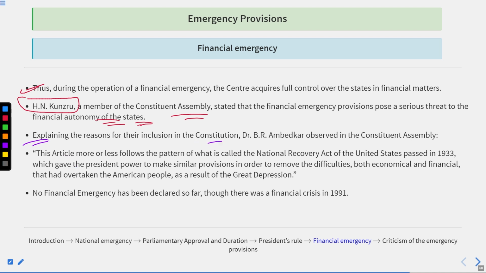Explaining the reason for their inclusion in the Constitution, Dr. B.R. Ambedkar, who was also the drafter of the Constitution, said that this article more or less follows the pattern of what is called the National Recovery Act of the United States, passed in 1933. Remember this, it is important. It gave the President power to make similar provisions in order to remove the difficulties, both economic and financial, that had overtaken the American people as a result of the Great Depression. No financial emergency has been declared so far, though there was a financial crisis in 1991.